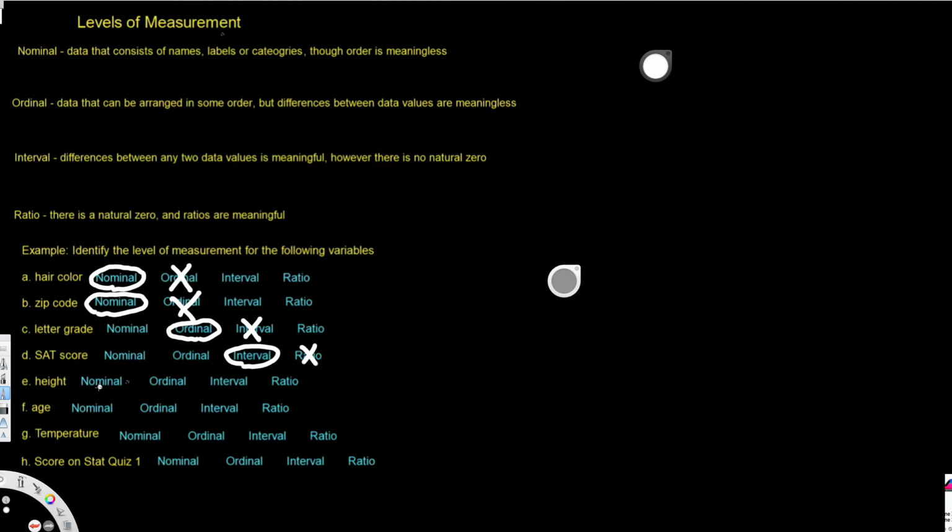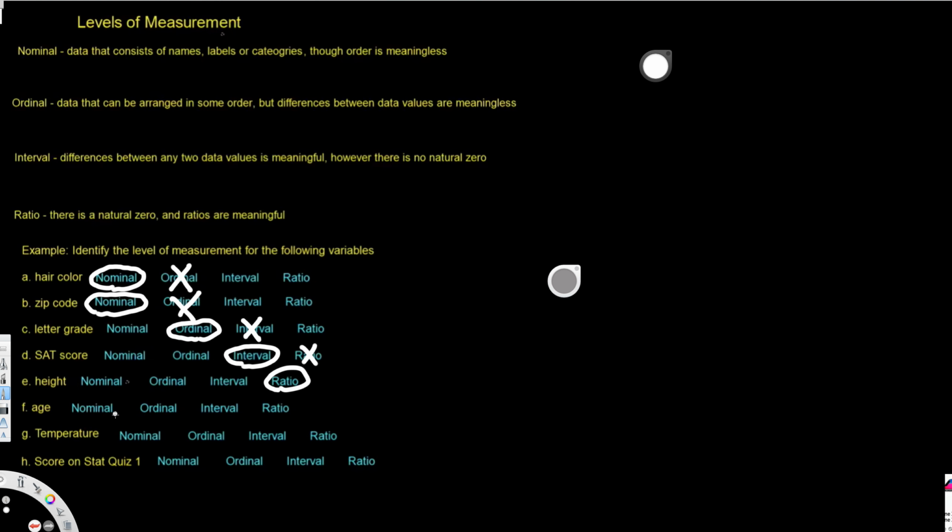Now let's look at the next one. Next one is height. We know there are different types of height. Nominal, there's an order for height, right? And interval, there are height intervals. And ratio, there's a natural zero and ratios are meaningful. For example, there's actually a natural zero because lack of height represents natural zero, and actually it represents ratio, right?